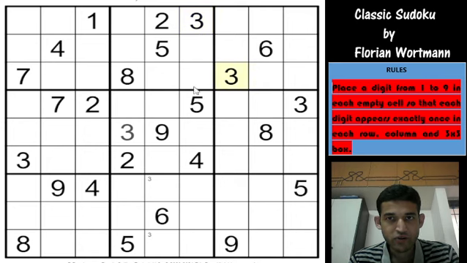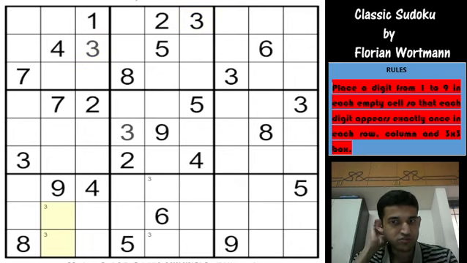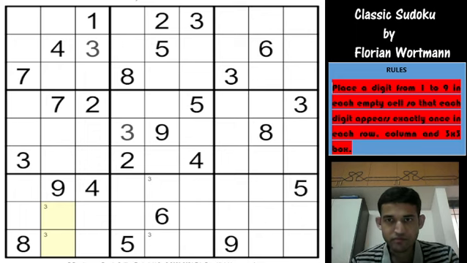And 3 is in row 1, row 3, and 3 is in column 1. That gives a 3 here, which gives a 3 in one of these two cells. 3 in column 7 and column 9. So 3 must be in one of these three cells. So this is not much use here.